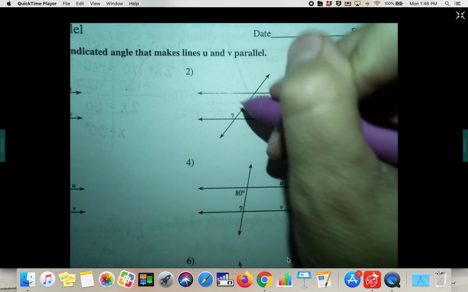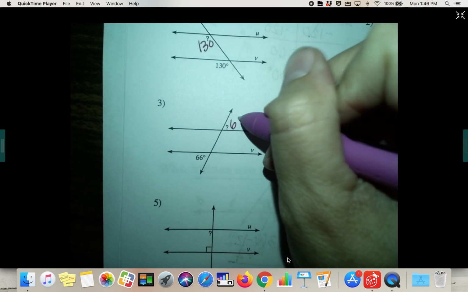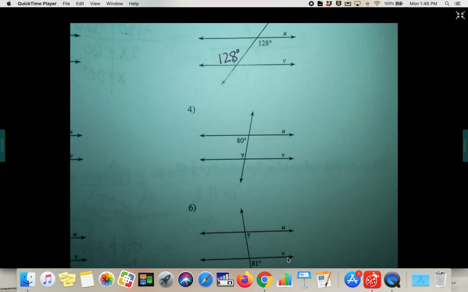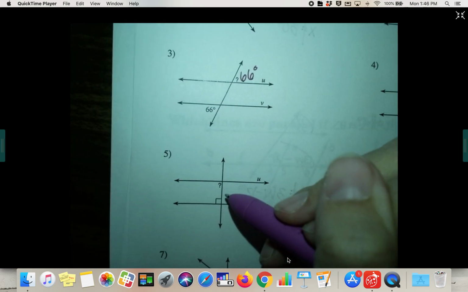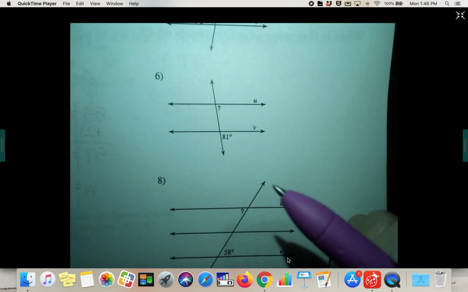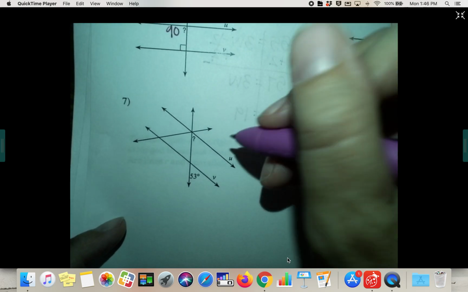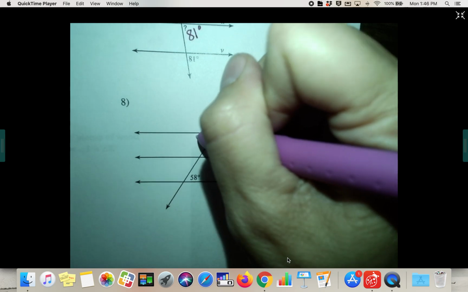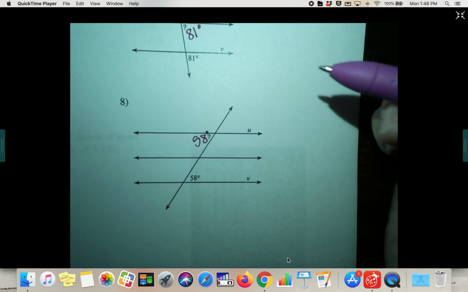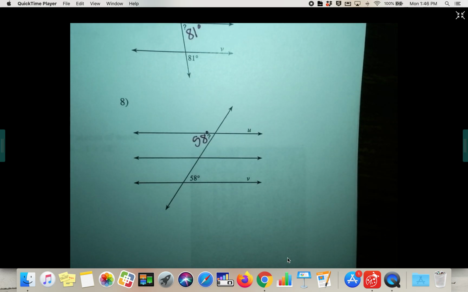Number 2 would be 128 because they're alternate interior. Number 3 would be 66 because they're alternate exterior. Number 4 would be 100 because they are same side interior. Number 5 would be 90 because they are same side interior. Number 6 would be 81 because they are corresponding. Number 7 would be 53 because they are corresponding. And number 8 would be 58 because they are alternate interior if you look at U and V.